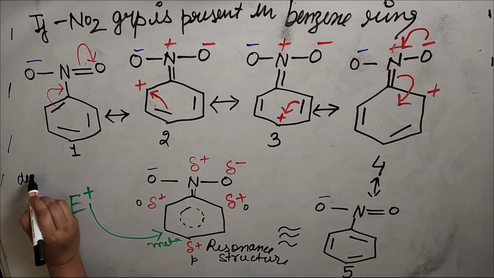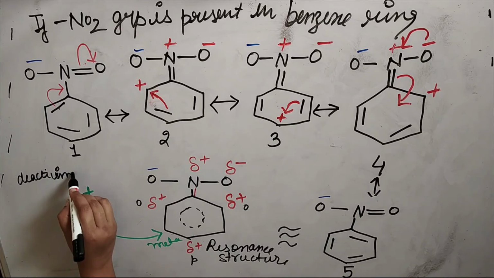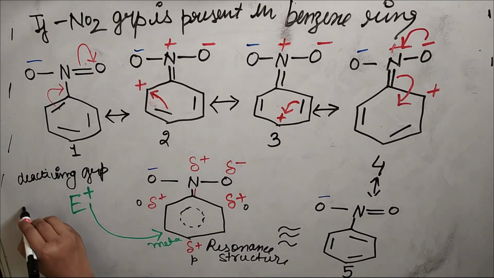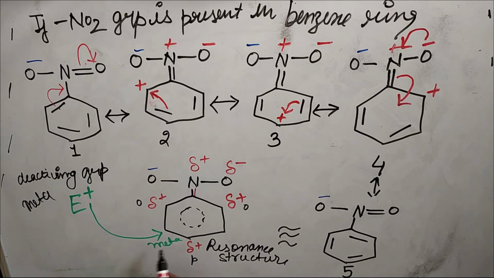So nitro group is deactivating group and meta-directing group. Why? Because it is directing the other substituent at meta position. So here you can see ortho and para position will have positive charge. So only meta position is left where this electrophile can form a bond or it can substitute at meta position.